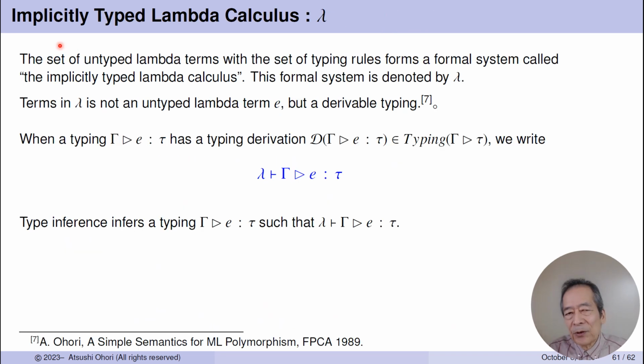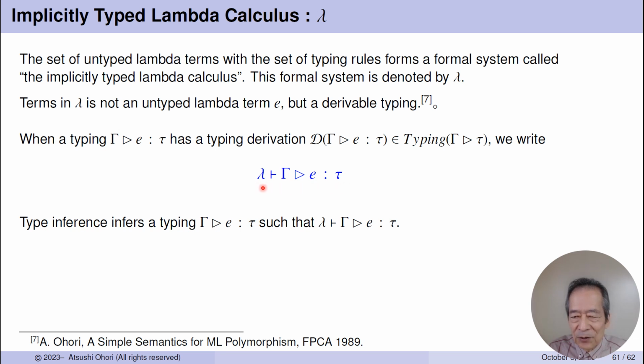We are now in a position to define implicitly typed lambda calculus as a formal system. So the set of untyped lambda terms with a set of typing rules form a formal system called the implicitly typed lambda calculus. We denote this system small lambda. So a term in this formal system is not an untyped lambda term, but a derivable typing, right? When a typing, a sequent, one sentence in this formal system, has a typing derivation, this is a tree in this set, then we write it this way.